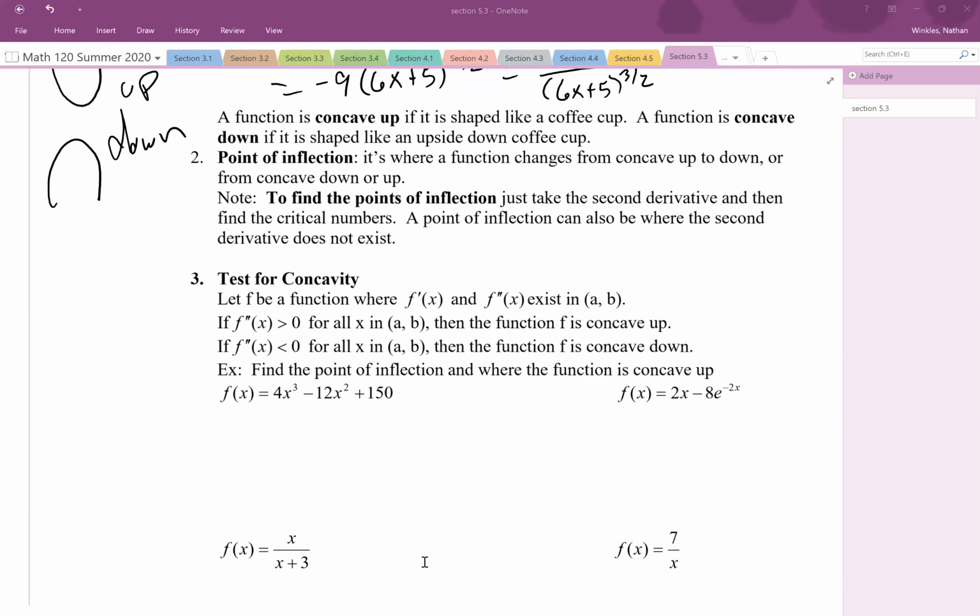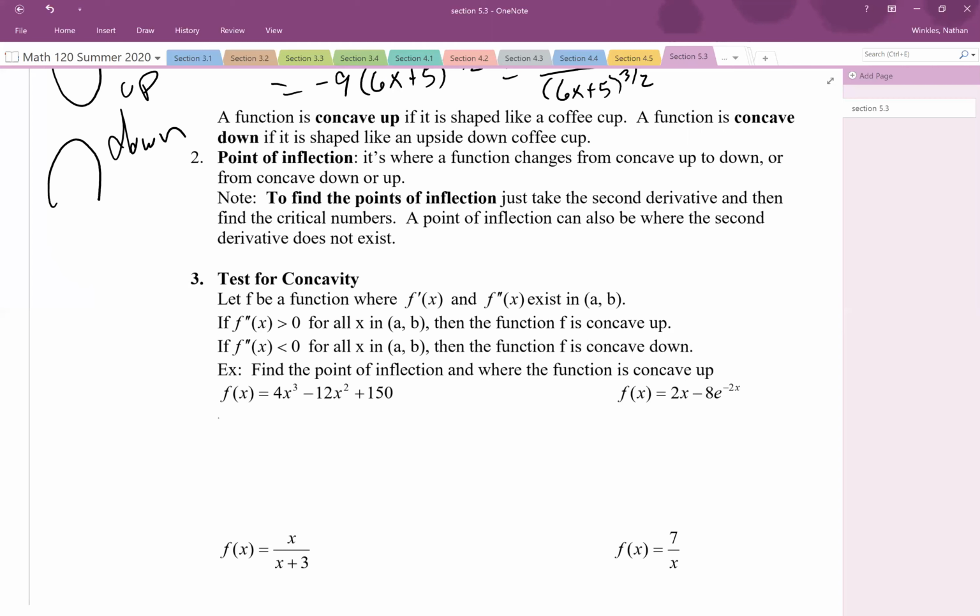So let f be a function where f prime of x and f double prime of x exist. So our first and second derivatives must exist inside of our interval (a, b). If f double prime of x is greater than 0 for all x in (a, b), then the function f is concave up. If f double prime of x is less than 0 for all x in (a, b), then the function is concave down. So it's very similar to what we did with critical numbers, except we're doing it with the second derivative now.